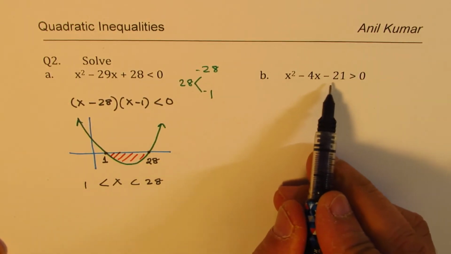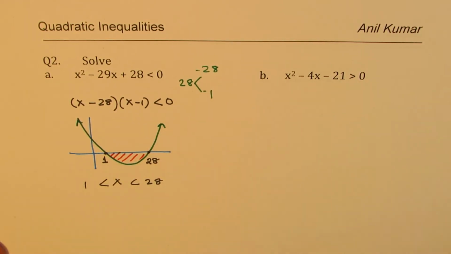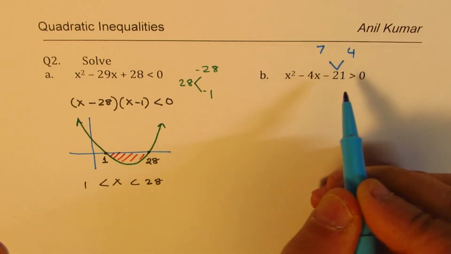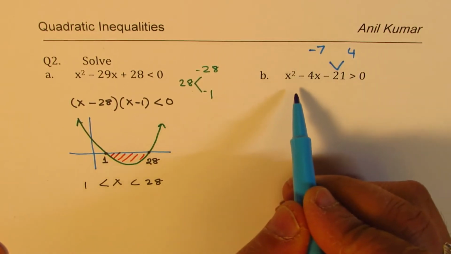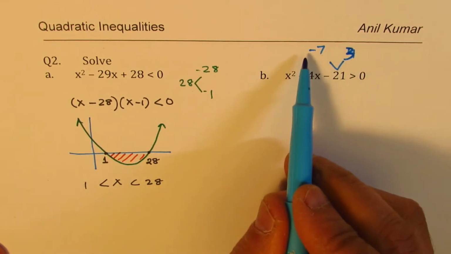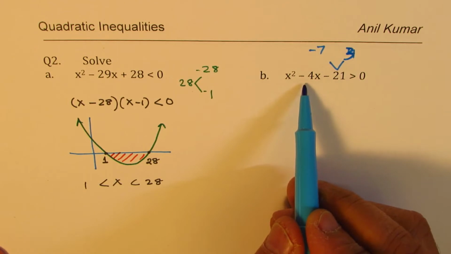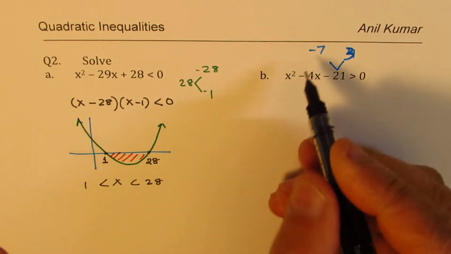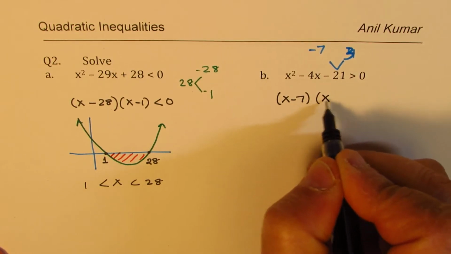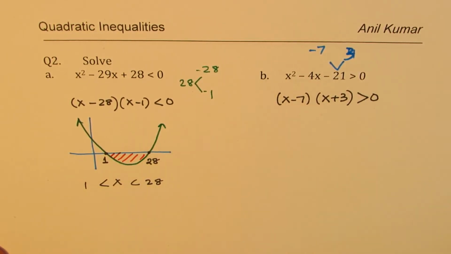x squared minus 4x minus 21 could be factored since 21 has a product of 7 and 3, right? If I take 7 as negative, then minus 7 plus 3 is minus 4. So we could directly factor it. So what we get here is x minus 7 times x plus 3, and that should be greater than 0.